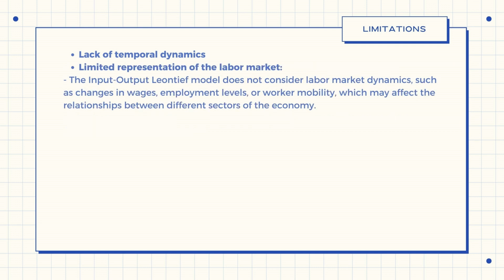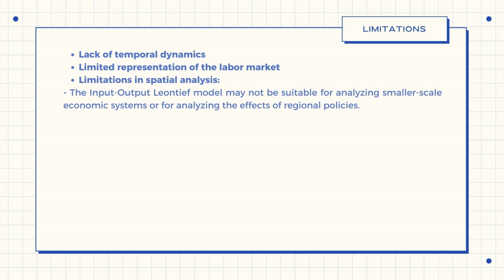Additionally, the input-output Leontief model does not consider labor market dynamics, such as changes in wages, employment levels, or worker mobility, which may affect the relationships between different sectors of the economy. Last but not least, the model is designed to analyze the interdependencies between different sectors of the economy at a national or regional level, and may not be suitable for analyzing smaller-scale economic systems or the effects of regional policies. By understanding the strengths and limitations of this model, we can make better decisions about how to apply it to real-world economic challenges.